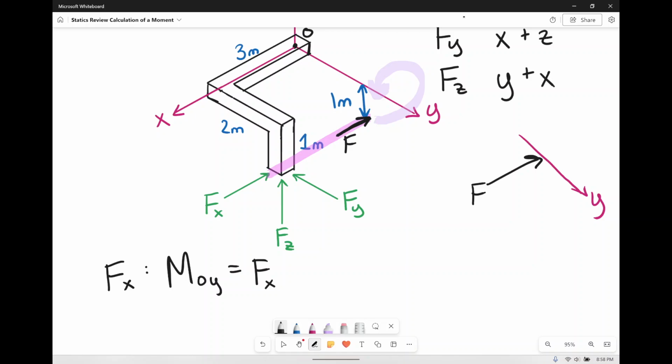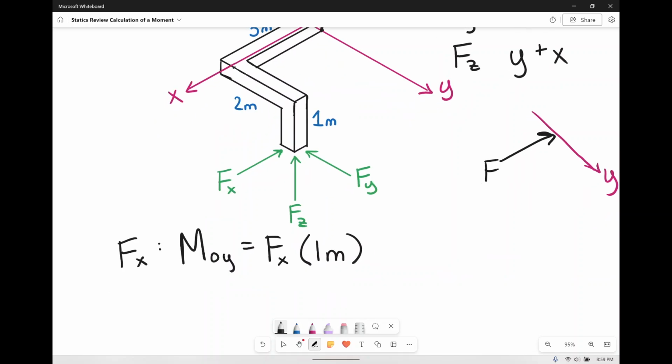So again, the moment in the y direction about point O, about that axis, is going to be force x, in this case, times 1 meter. I did pick them all to be different sizes just so that you can kind of see where they're coming from and you don't get confused as to which one was which. So let's do the same thing for the moment in the z direction, still again with force x.